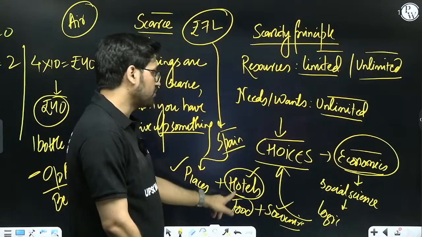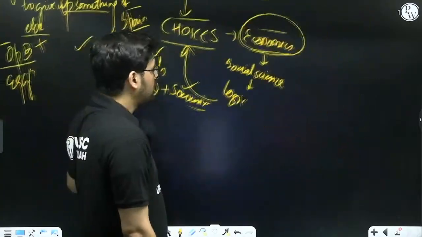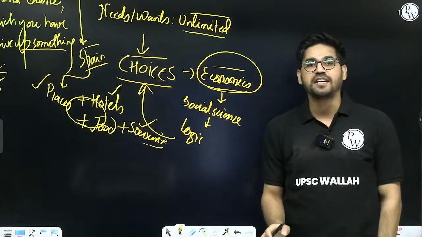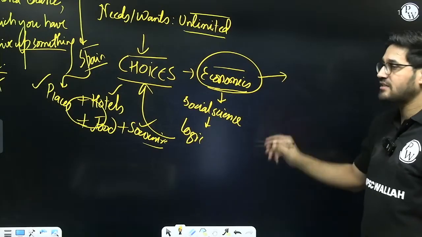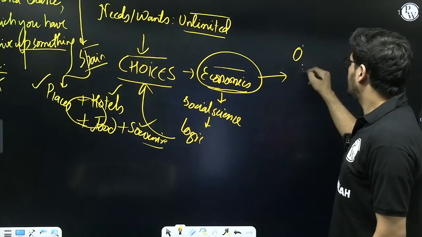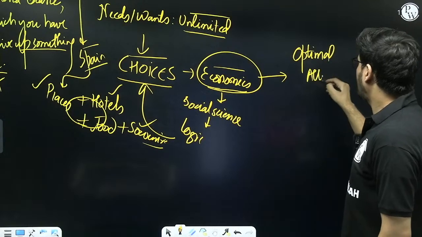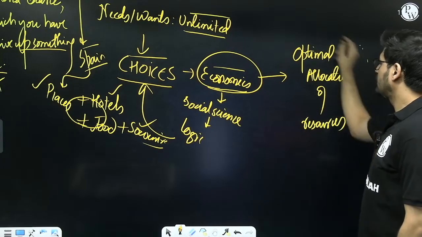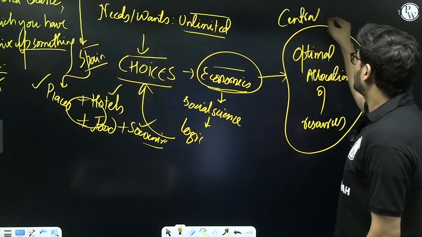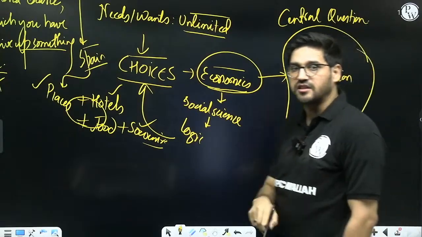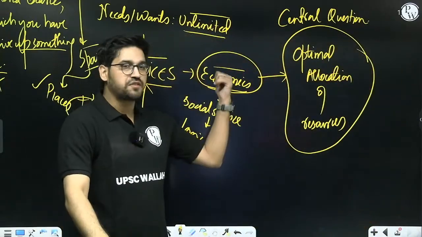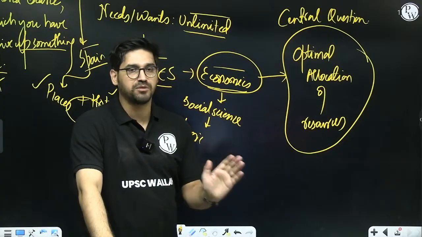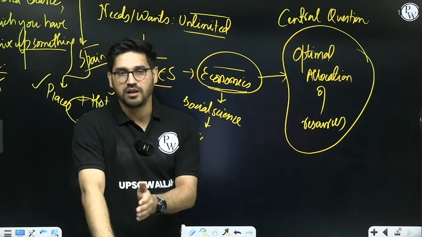Therefore, if somebody asks you, what is the central concern of the subject of economics? What is the one central question that economics decides to ask of you? The central question that economics as a discipline is concerned with is what is called the optimal allocation of these limited resources. Since we have limited resources, how do we optimally allocate these resources so that the needs and wants of maximum people are fulfilled in the best possible manner?